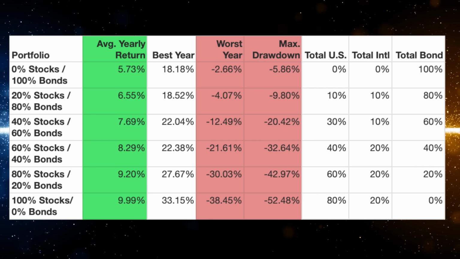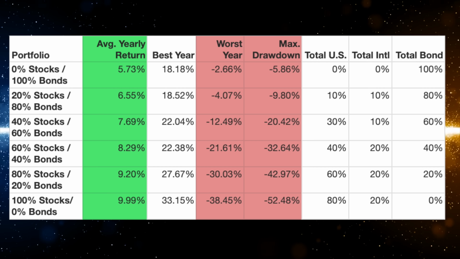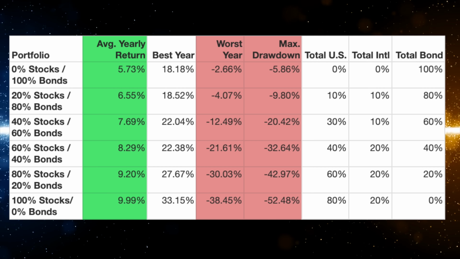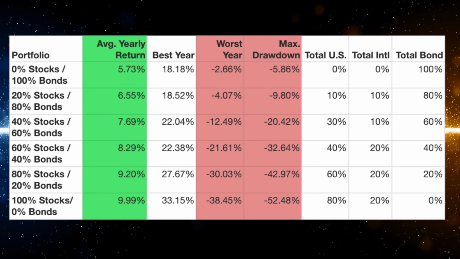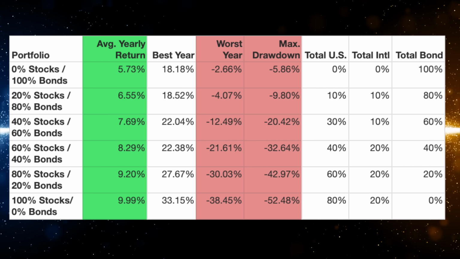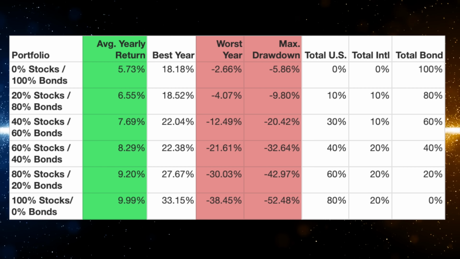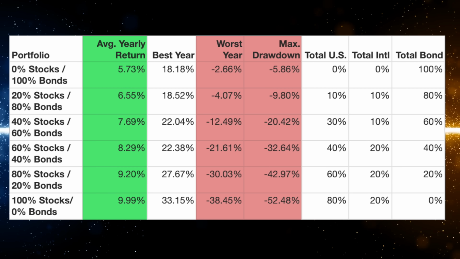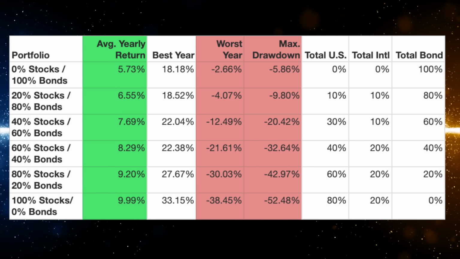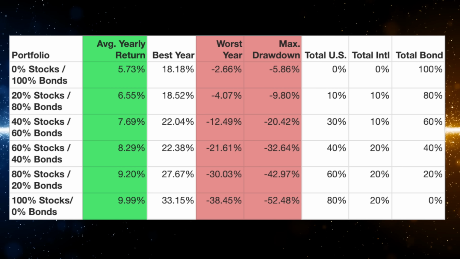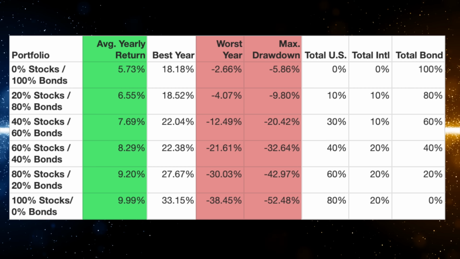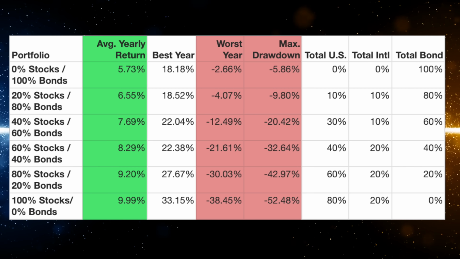Here's a chart I put together showing you how different stock and bond allocations would have performed over the past 34 years. On the first line, the 0% stock and 100% bond allocation would have only netted you an average of 5.73% annual return. During the worst year, you would have only lost 2.66% with a max drawdown of 5.96%.